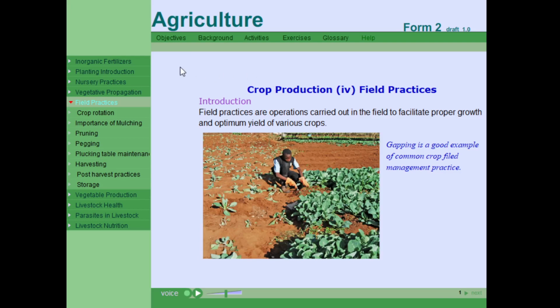Crop production field practices. Field practices are operations carried out in the field to facilitate proper growth and optimum yield of various crops.